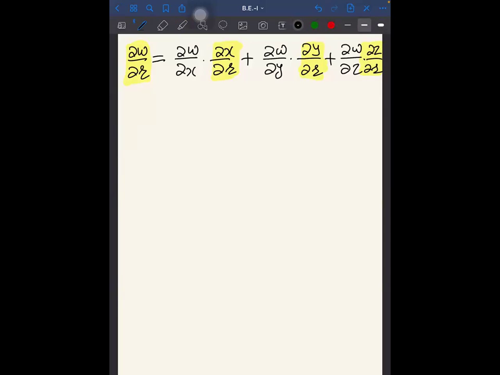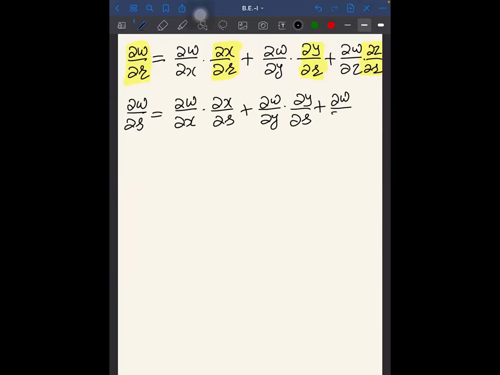So are you with me on this? Okay. Similarly, if you want to find out curly w upon curly s, you just replace your r by s. Is it fine?